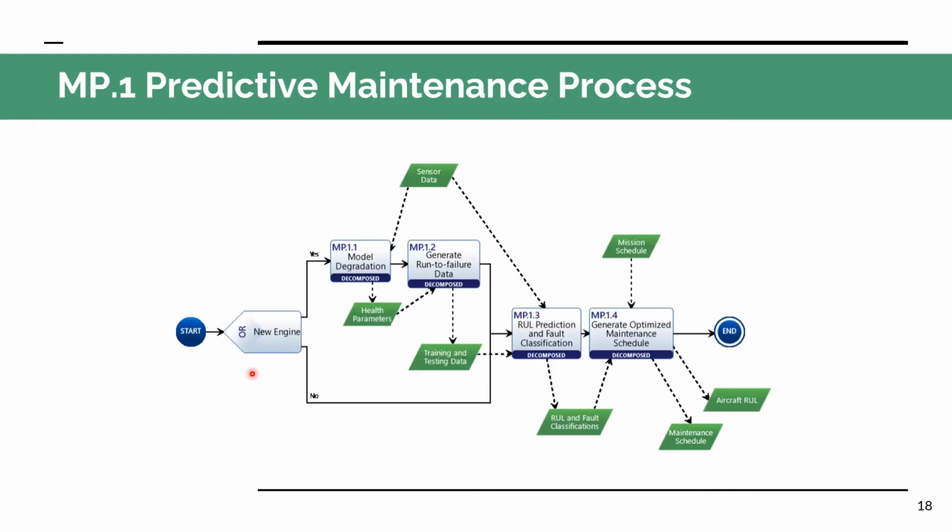First, we will check to see if there's a new engine. If it is a new engine, we shall first model degradation, then generate simulated run to failure data. If it's not a new engine, we'll just use existing testing and training data. This will then go into MP1.3, which is the RUL prediction and fault classification, which then feeds into an action that generates an optimized maintenance schedule.